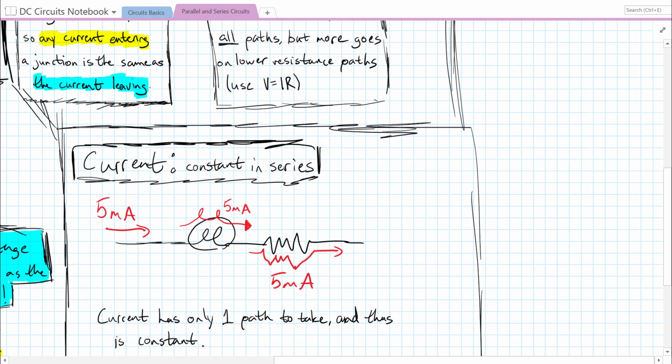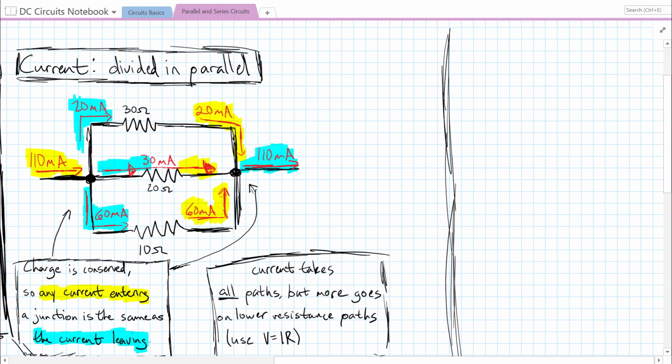Now, on the other hand, if we have a split in our path, then that means our current is going to have more than one path to take. And so that current, that charge, is going to split among the paths. Now the total charge is conserved, so the total current going into one path is going to be the same as the total current going out. And you can see that we have 110 milliamps coming in here, and leaving that junction, there's a total of 110 milliamps going through those three parallel branches. So the total charge is conserved, total current is conserved when our path splits.